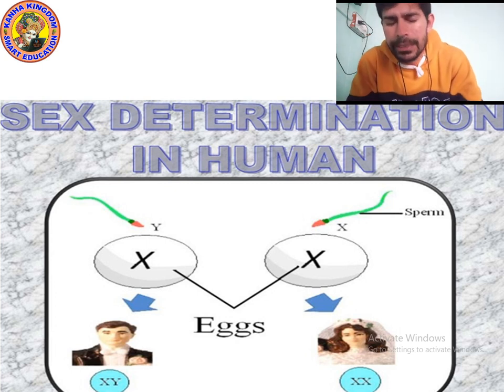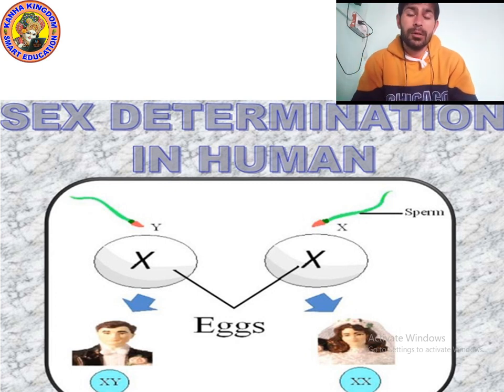Let's talk about the development into boys and girls. As you can see in the picture, if the sperm contributes a Y chromosome to the egg which contains an X chromosome, then the zygote would develop into a male child. Why? Because XY is forming, with Y of the sperm and X of the egg, which represents a male child.